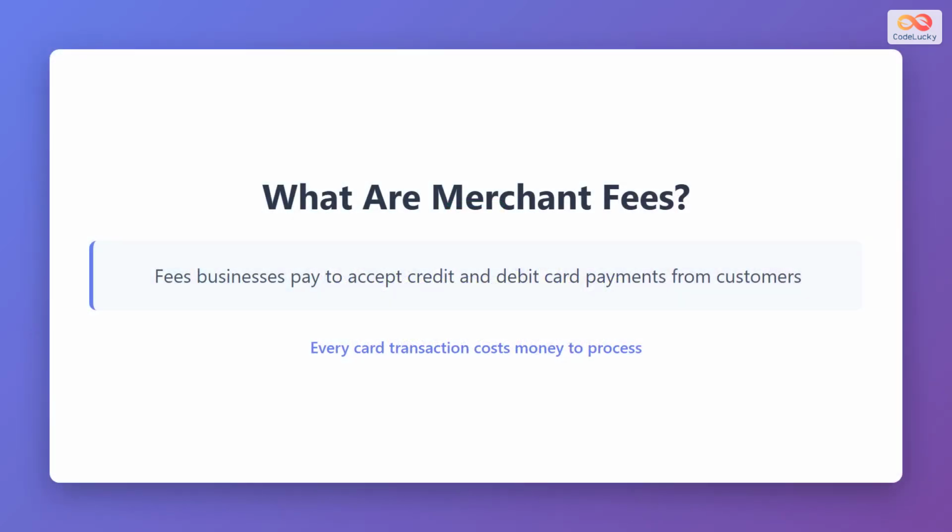Merchant fees are the charges that businesses must pay to accept credit and debit card payments from their customers. Every time a customer swipes, taps, or enters their card information, the business incurs a cost to process that transaction. These fees are paid to payment processors, banks, and card networks that facilitate the payment.